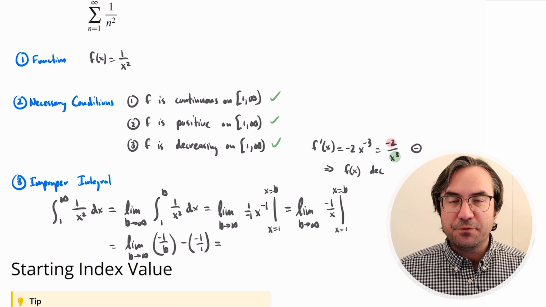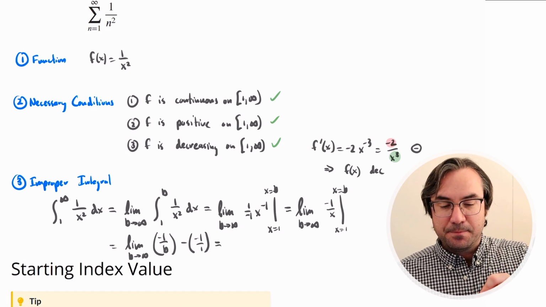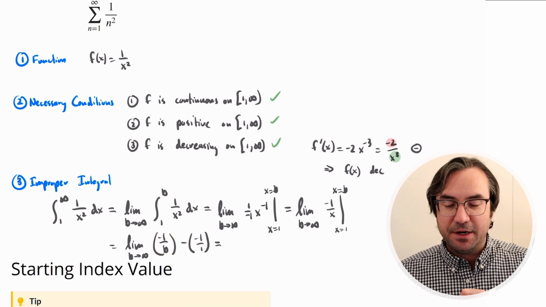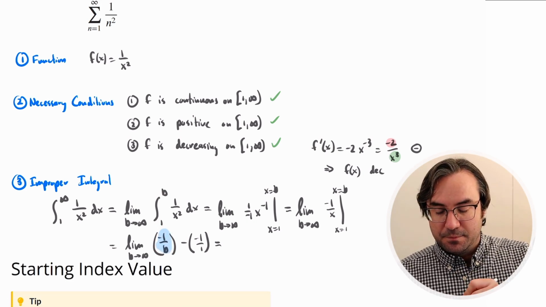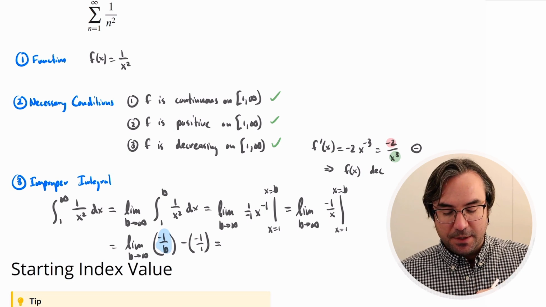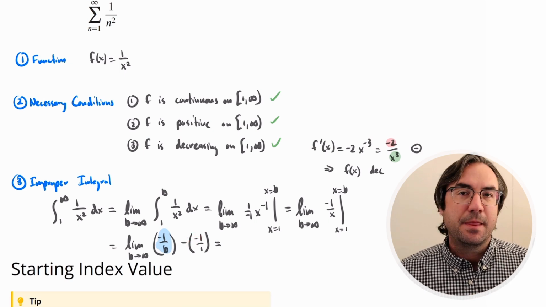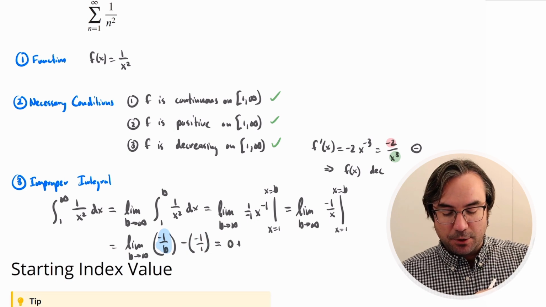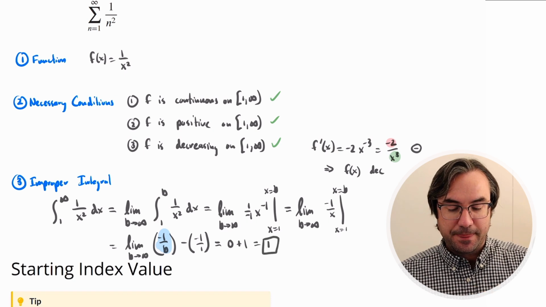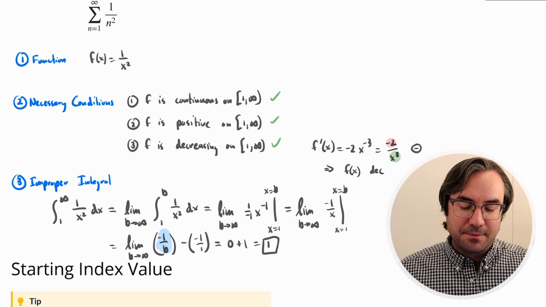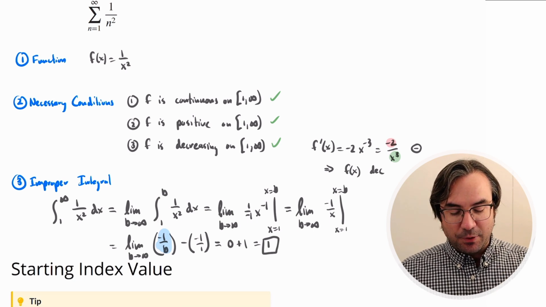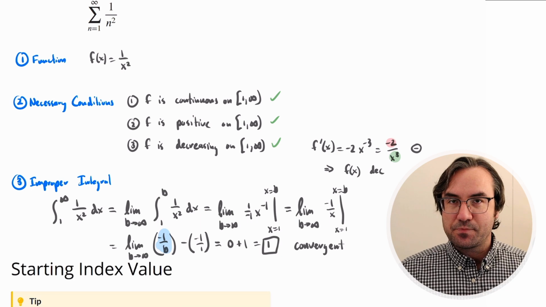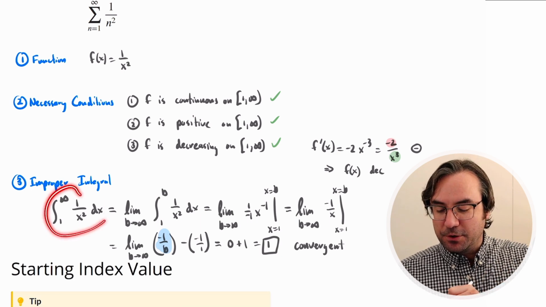And if we calculate this limit, b is going to infinity. So this first fraction here, this is a c over infinity form. So that's going to go to 0. And we have a double negative here, so that becomes positive, and 1 over 1 is just 1. So this ends up being 0 plus 1, which is 1. So that's not our answer. But what this tells us is that the improper integral is convergent. Okay, so this improper integral is convergent.